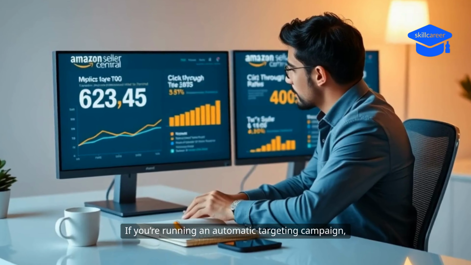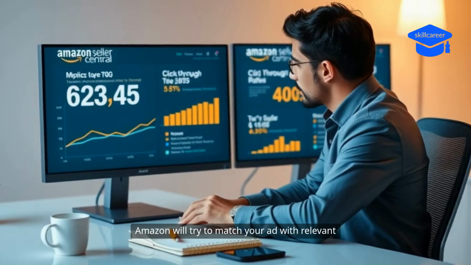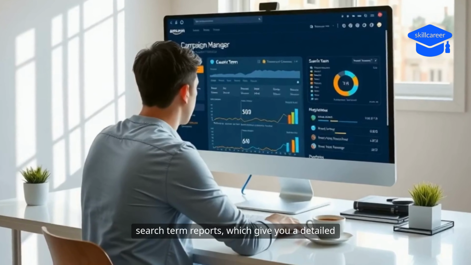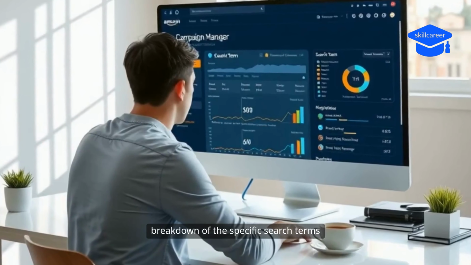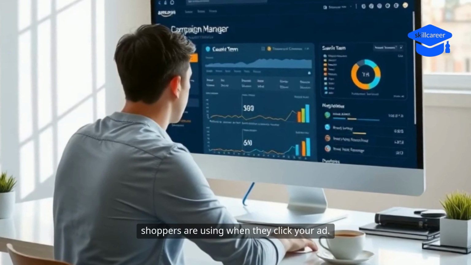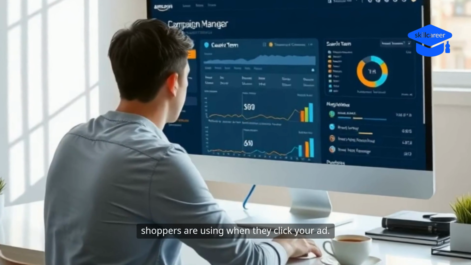If you're running an automatic targeting campaign, Amazon will try to match your ad with relevant search terms, but it's still worth checking which keywords are leading to clicks and sales. In the Campaign Manager, you can access search term reports, which give you a detailed breakdown of the specific search terms shoppers are using when they click your ad.